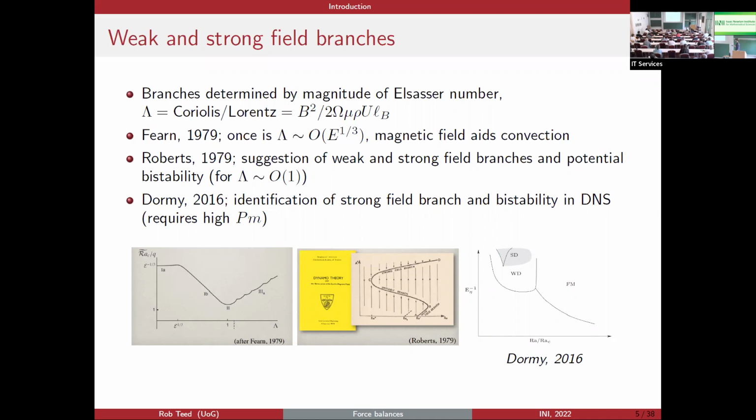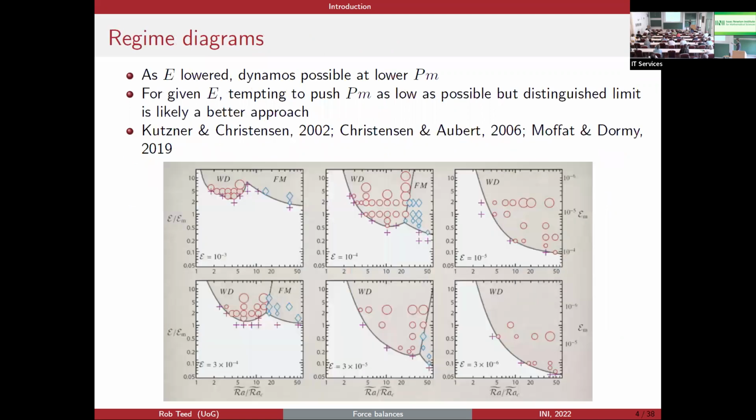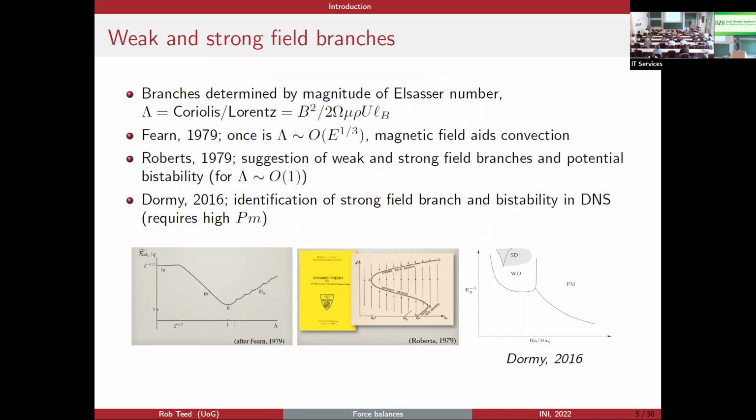And then Emmanuel in 2016 found this in dynamo simulations, where he found bistability between a weak field dynamo and a strong field dynamo, and presented it in this sort of setup. So in particular, this is similar to the previous plots, to this setup, where we've got weak field dynamos and fluctuating multipolar dynamos as you increase the Rayleigh number. But here you've got this additional strong field branch.